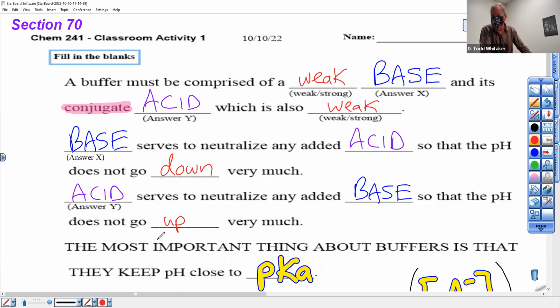Shape is maintained by things like hydrogen bonding. Hydrogen bonding is changed if your pH changes, because you're throwing protons in there, right? Or taking protons away. That's going to change the shape of your molecule. You better have buffers around to stop that pH from changing. Okay? All right, so we got that.